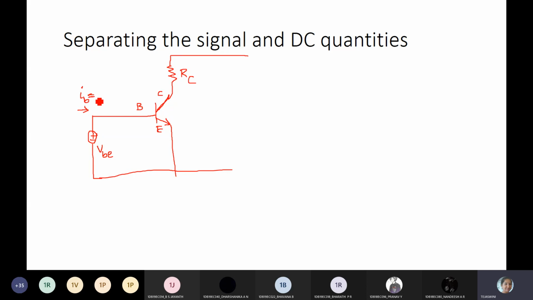With respect to R pi, what is RB? IB? R pi is the base resistance, right? So it is what voltage by what current? VBE by IB, ma'am. VBE by IB.